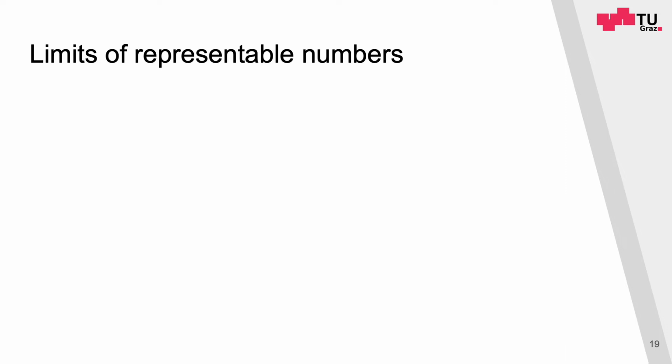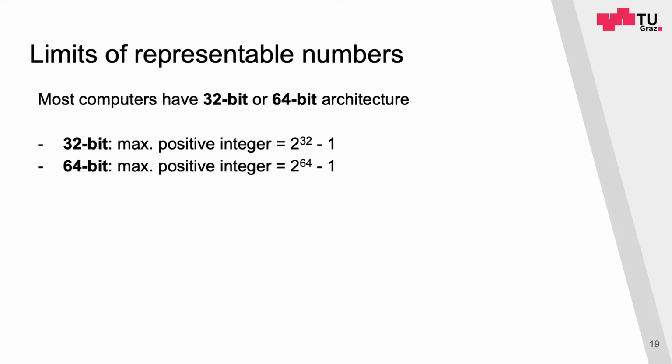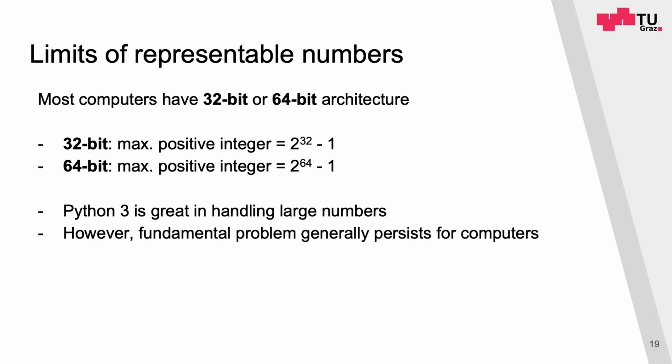However, there are also limits of representable numbers. So most computers have either a 32-bit or a 64-bit architecture. And generally, in a 32-bit architecture, you can represent a maximum positive integer of 2 to the power of 32 minus 1. And in a 64-bit system, you have a maximal positive integer of 2 to the power of 64 minus 1. However, Python 3 is very good in handling large numbers. However, the fundamental problem generally persists for computers.